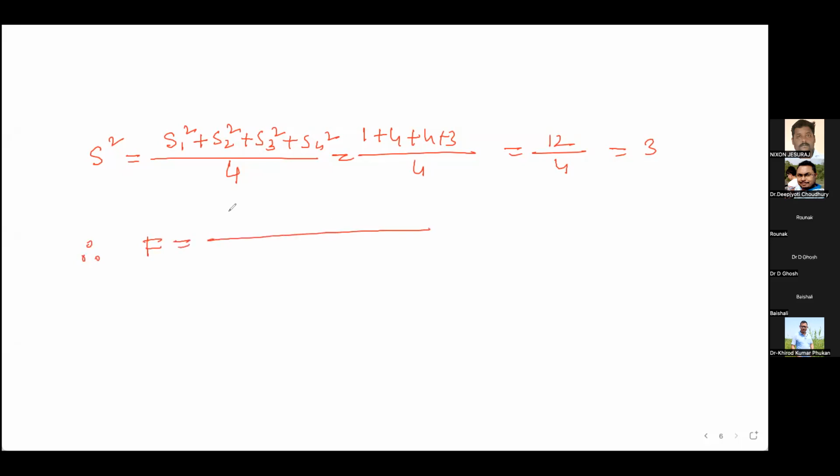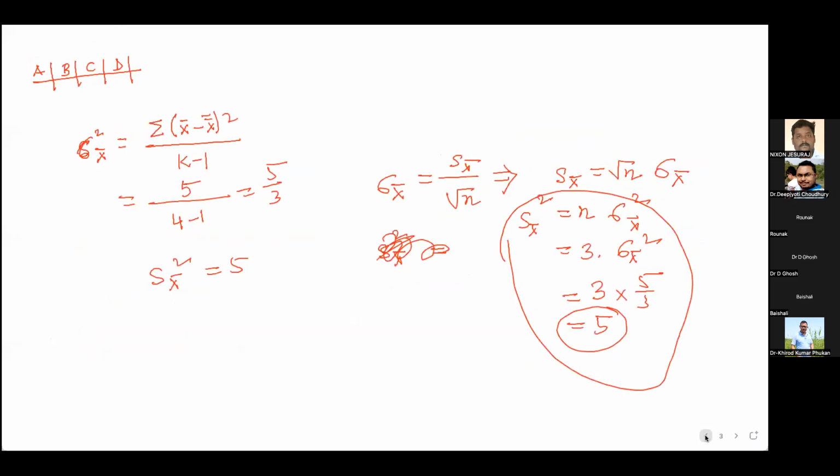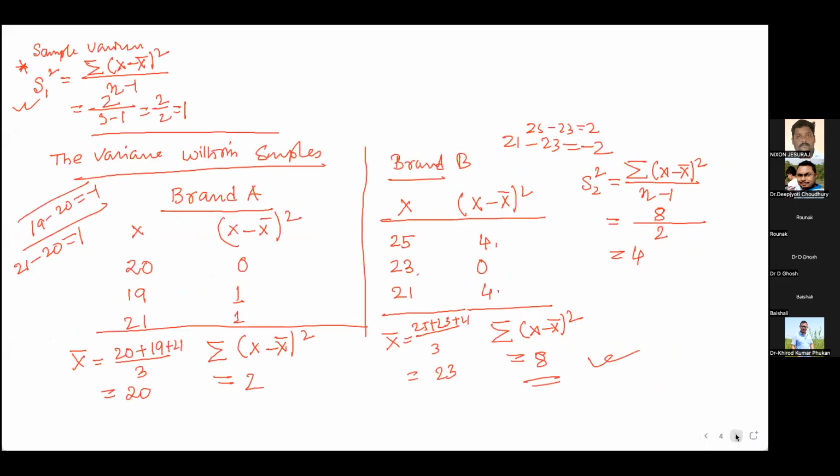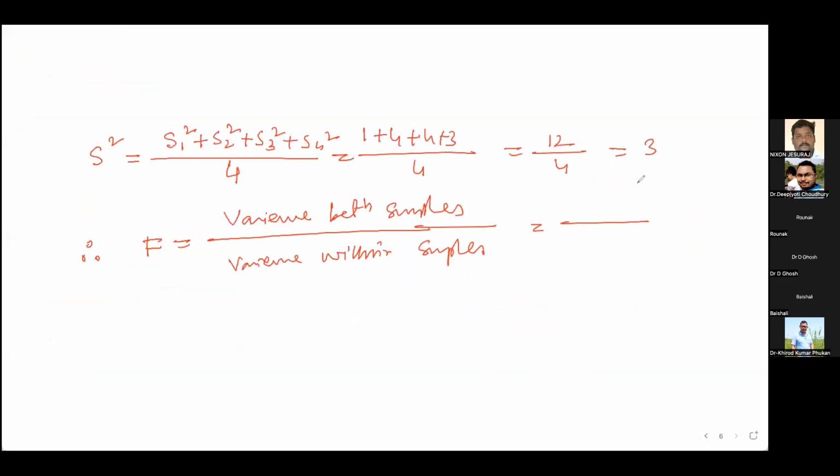Now we would like to find out the value of F. That means F talks about the variance between samples and the variance within samples, as I told at the very beginning. We calculated the variance between samples as 5 and the variance within samples as 3. So 5 by 3 is equal to 1.67. The value is 1.67.